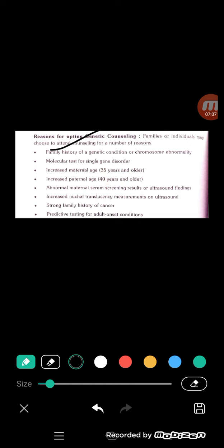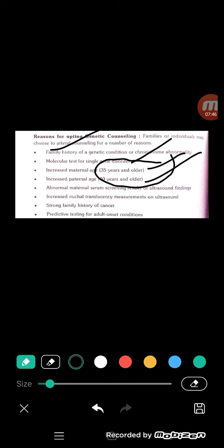And molecular testing for single gene disorders. And increased maternal age, meaning the mother's age is above 35 years, at that moment there is less chance for the formation of a pregnancy, and we choose genetic counseling. And increased paternal age, meaning the parent's age is above 40 years, at that moment also we choose genetic counseling. In these two conditions, especially, there is less chance for the formation of a pregnancy. That's why we choose genetic counseling.